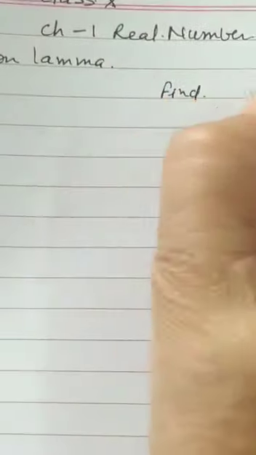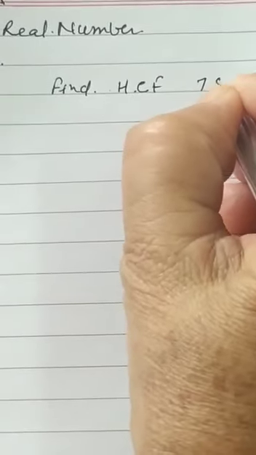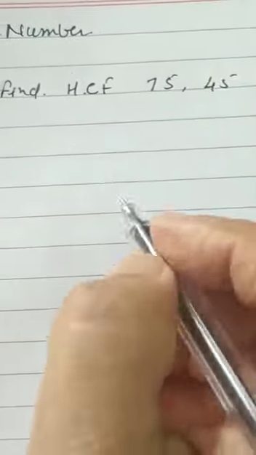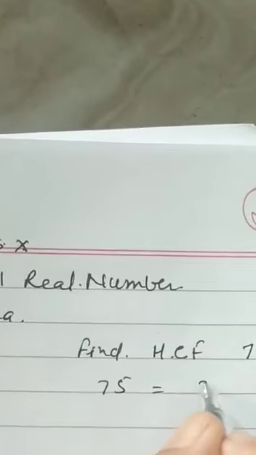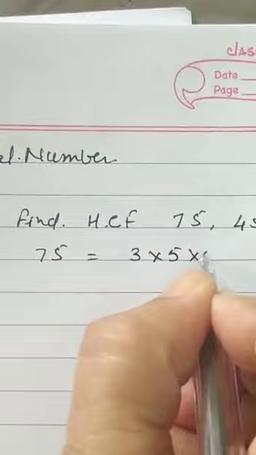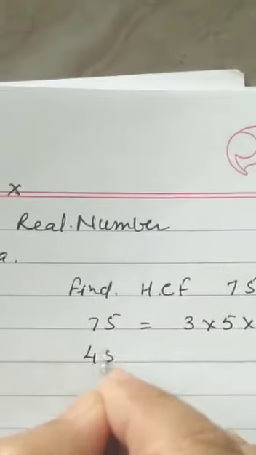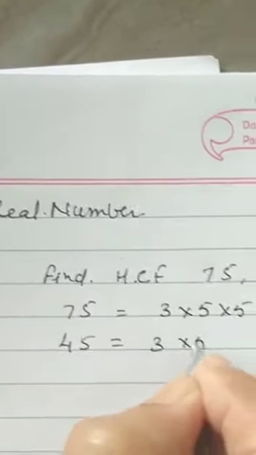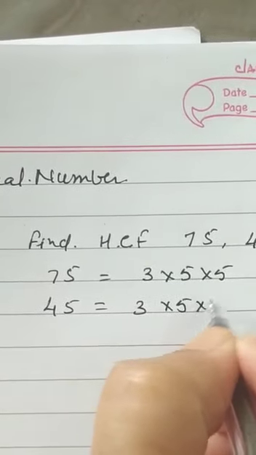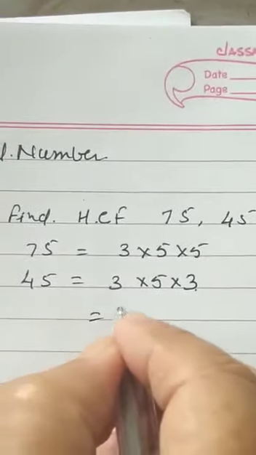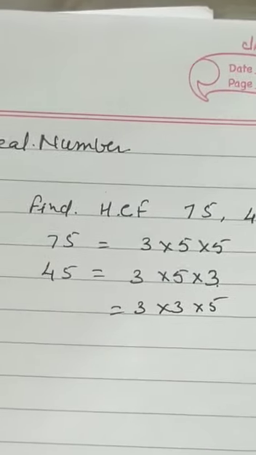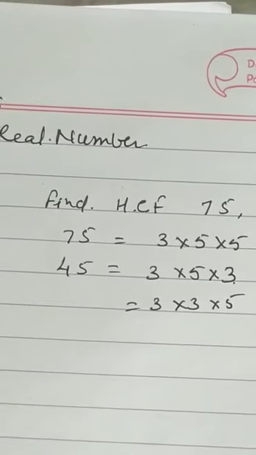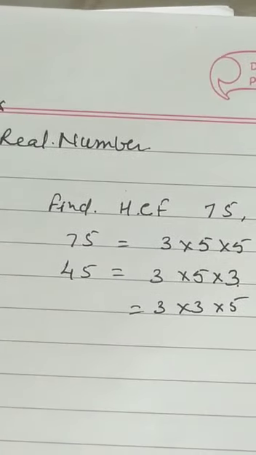पता है ना, हमें पहली क्लासेस में भी हमने HCF निकाला था दो नंबर्स का, for example 75 और 45. How can we find out? 75 का prime factorization करते थे, 3 into 5 into 5. 45 is 3 into 5 into 3, and we can write the 3 into 3 into 5. So in this, what is the highest? HCF means highest common factor.